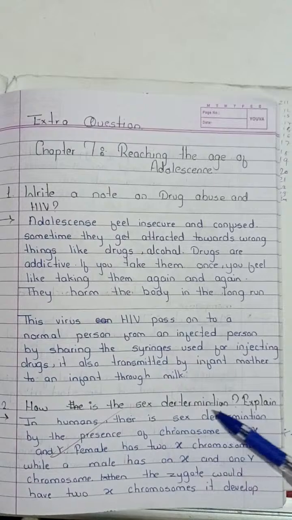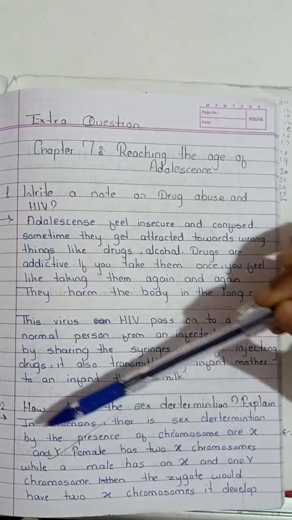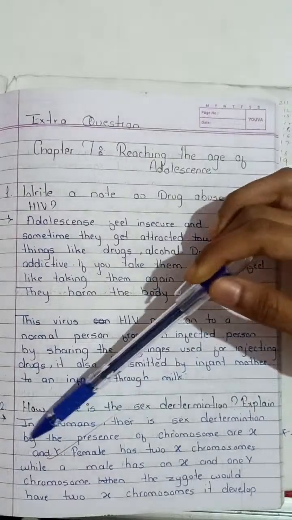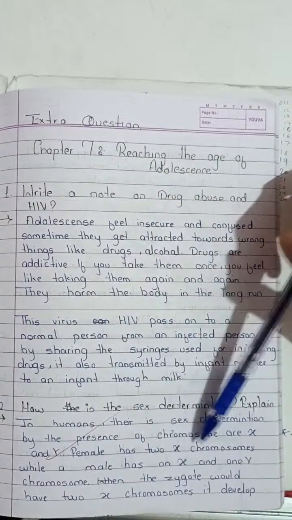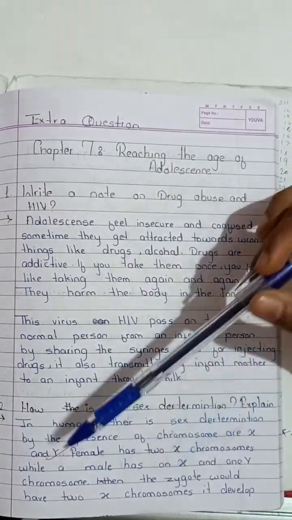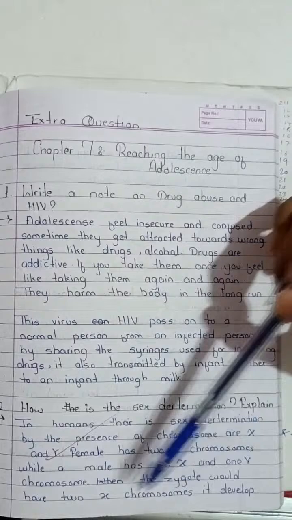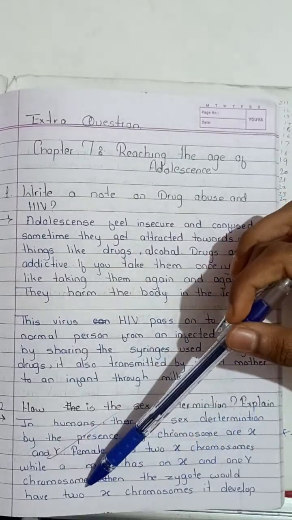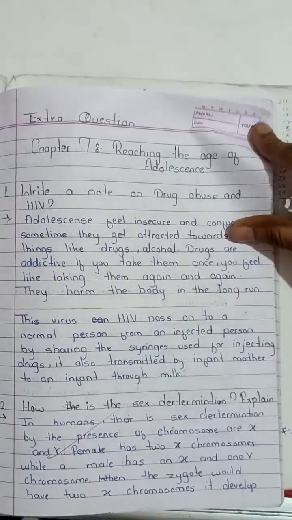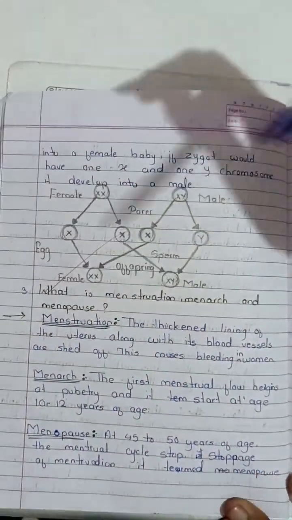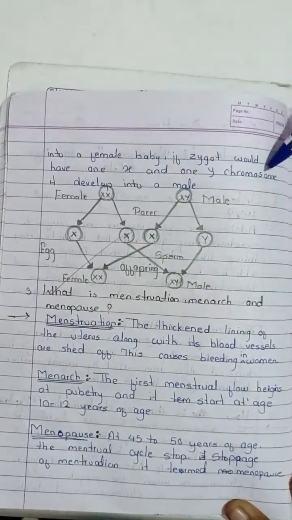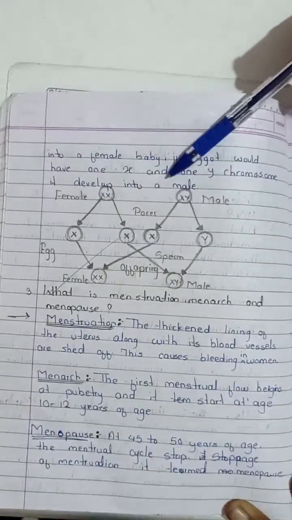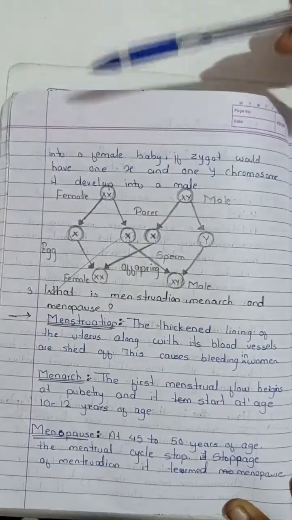How is sex determination explained? In humans, sex is determined by the presence of chromosomes X and Y. Female has two X chromosomes while the male has one X and one Y chromosome. If the zygote has two X chromosomes, it develops into a female baby. If the zygote has one X and one Y chromosome, it develops into a male baby.